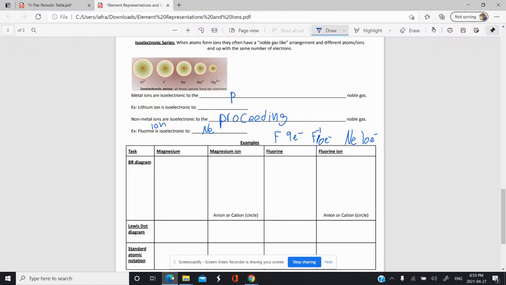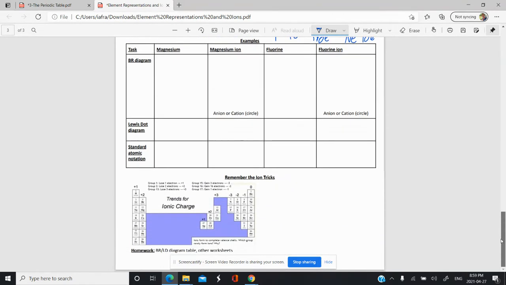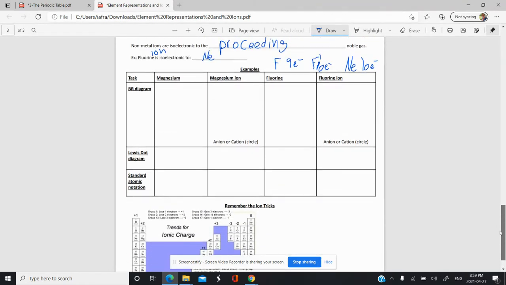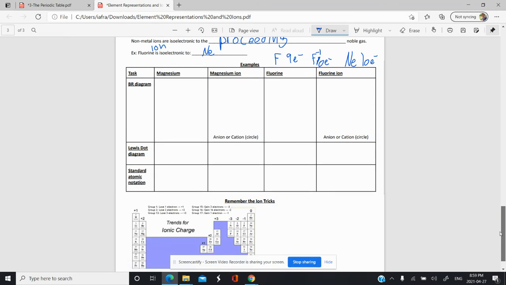To the preceding noble gas. So for example, the lithium ion is going to be isoelectronic to helium. So those are called isoelectronic series. So let's go ahead and do a couple of examples for drawing ions for Bohr-Rutherford diagrams, Lewis dot diagrams, and standard atomic notations. And we'll also figure out what's isoelectronic to what here.